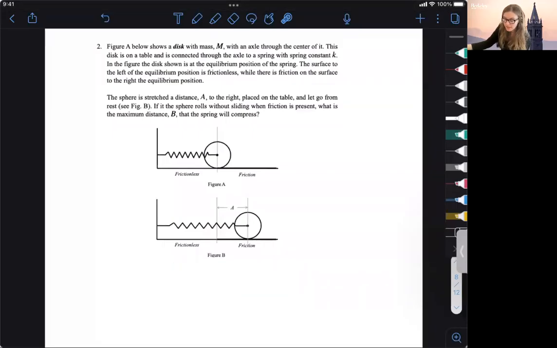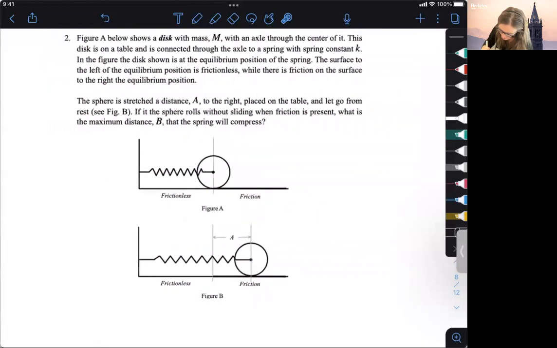Okay, so in this problem, we are going to use conservation of energy. I actually really like this problem because I think it's not tricky mathematically, but there are some conceptual things going on here that I think are very important.